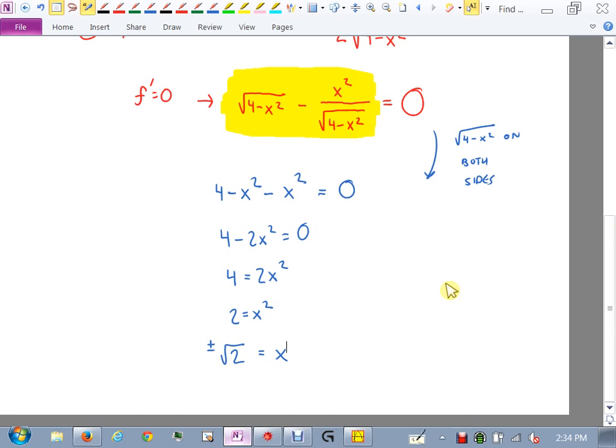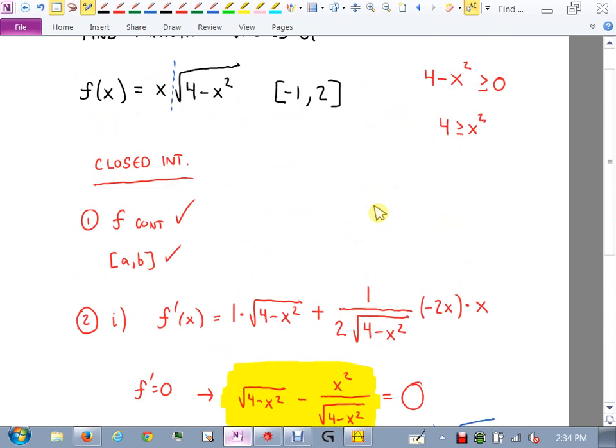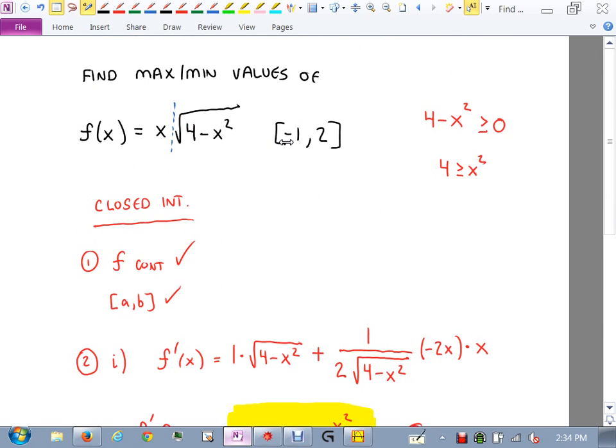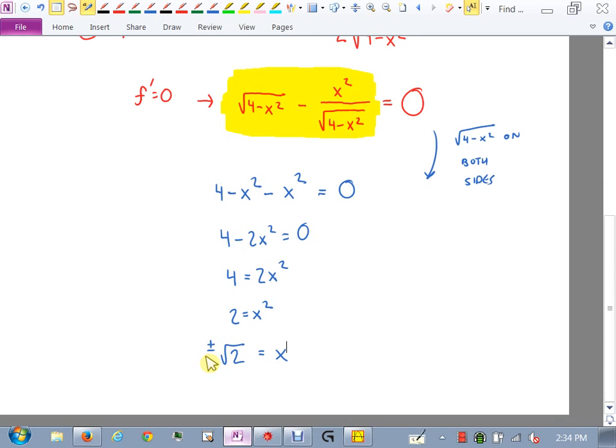Let's go look at the interval. What was our interval? Negative 1 to positive 2. The square root of 2 as a decimal is like 1.414 something. So this is like positive 1.414 and negative 1.414. So we can throw out the negative. So for this, I'll just say x equals positive root 2, x equals negative root 2. But this one is outside the interval, so I'm just looking at this.